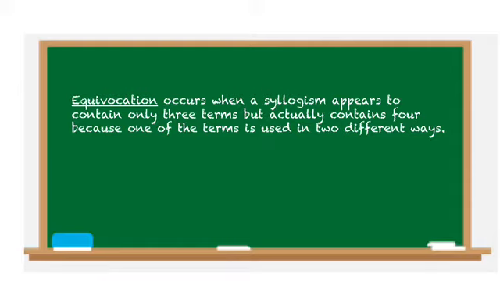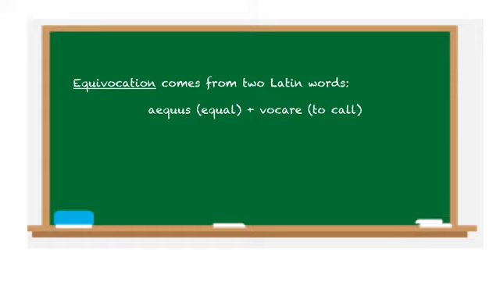Equivocation occurs when a syllogism appears to contain only 3 terms, but actually contains 4, because one of the terms is used in 2 different ways. And I wouldn't be doing my job if I didn't point out that equivocation comes from 2 Latin words, aequus, meaning equal, and vocare, meaning to call. So it's like you're calling 2 words equal when really they're not. They're being used in different ways.